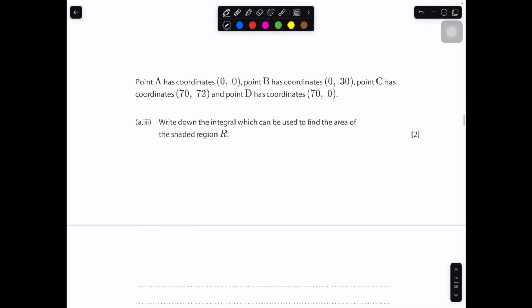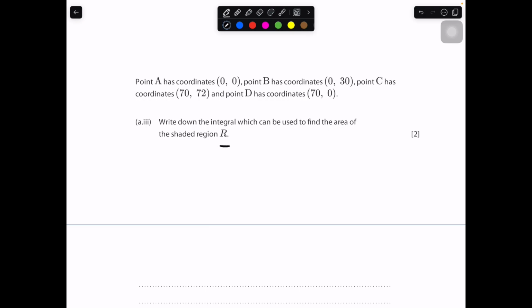Alright. Further on. Point A has coordinates 0, 0. Point B has coordinates 0, 30. Point C has coordinates 7, 72. And point D has coordinates 70, 0. Write down the integral which can be used to find the area of the shaded region R.